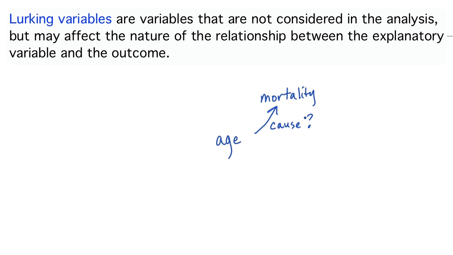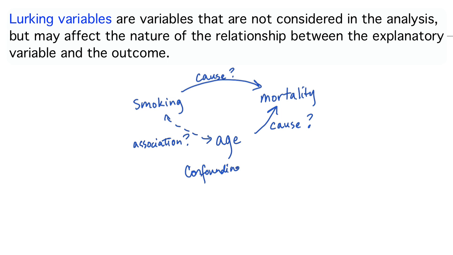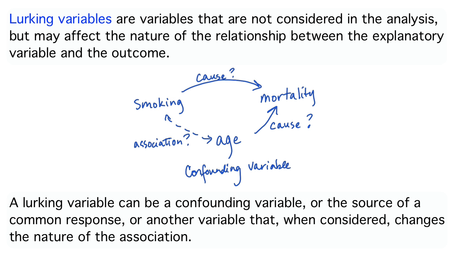And when age was considered in the analysis, it reversed the nature of the association between smoking and mortality. Lurking variables can be confounding variables, as in this smoking, age, and death example. They can also be the source of a common response, or just another variable that, if we had considered it, would change the nature of the relationship we're looking at. In the coffee study, method of preparation is a possible lurking variable. We can't say if differences in the composition of espresso versus filtered coffee affect the protective effects of coffee, and thus would influence the relationship between coffee drinking and length of life.